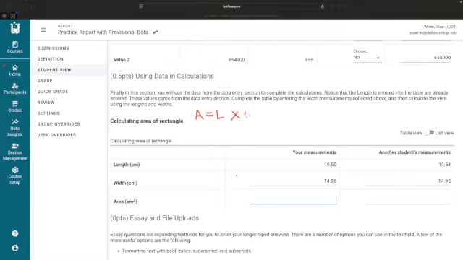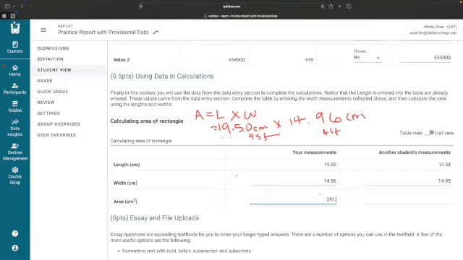length times width, right? So for the first one, I'm going to show you how I do it here. 19.50 centimeter, because it's centimeter, right? Times 14.96 centimeter. Okay, we haven't learned these rules yet, but we have 4 significant figures here, and here we have 4 significant figures. So once we get our number, we have to round up to 4 sig figs. Let me go ahead and do the math real quick. 291.7. So I have 4 significant figures, right? Because I have 4 sigs and 4 sigs, and so this is going to be 4 sigs.